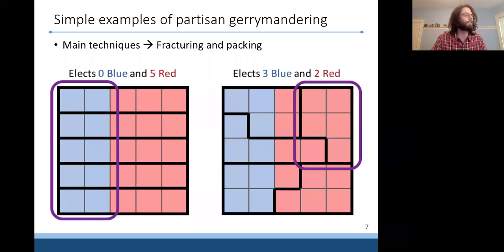These are examples of our basic techniques of gerrymandering, which are fracturing or packing. Sometimes they call it cracking and packing. This is where you take, in the case of the left here, a bunch of like-minded voters and you break them up into different districts so that they can't vote together, so that their votes are watered down. Or on the right side, you can pack them together into the same district so that their votes are essentially wasted, right? In these districts, they only need 3 votes to win, but this district in the purple outline has 5 votes, so these extra 2 votes are wasted.